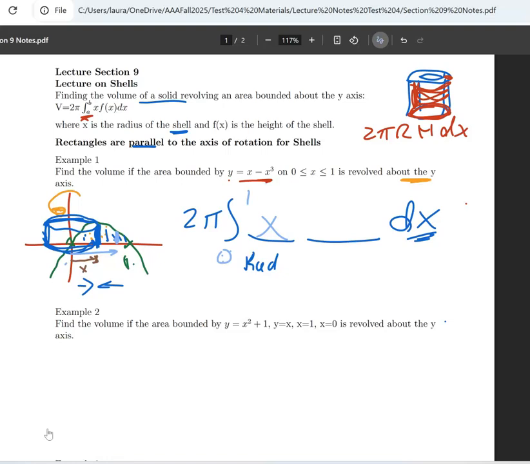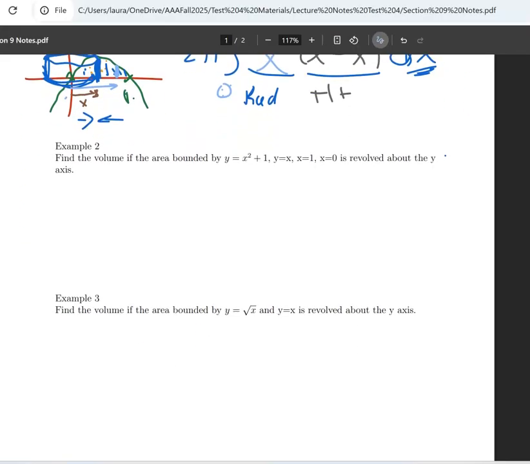Now I'm going to find the height of the rectangle. Oh, well, that's just the function. In this case, it's going to change. So this is the height. So 2 pi radius height, and then dx gives us thickness. That finds the volume. All right, so this is more of what you can expect on homework, tests, and quizzes.